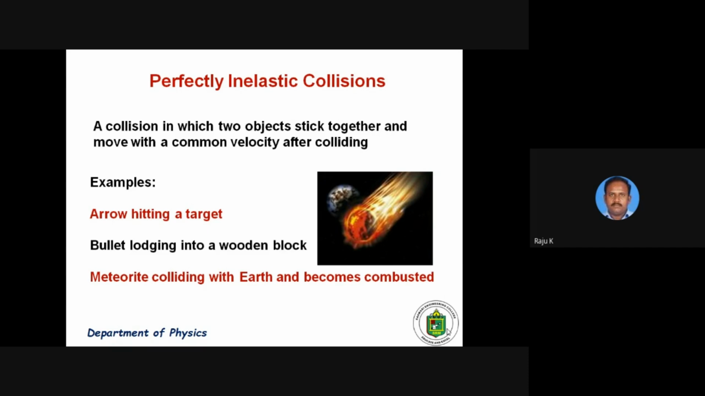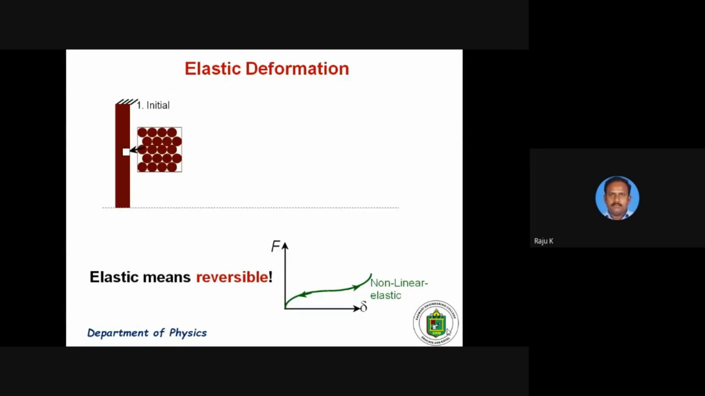Similarly, a bullet lodging into a wooden block, or a meteorite colliding with the earth and combusting. These all have a collision between two objects. After the collision, they stick with one another. But in the elastic collision, they remain separable, where the total momentum and the kinetic energy are the same. This is an elastic deformation.